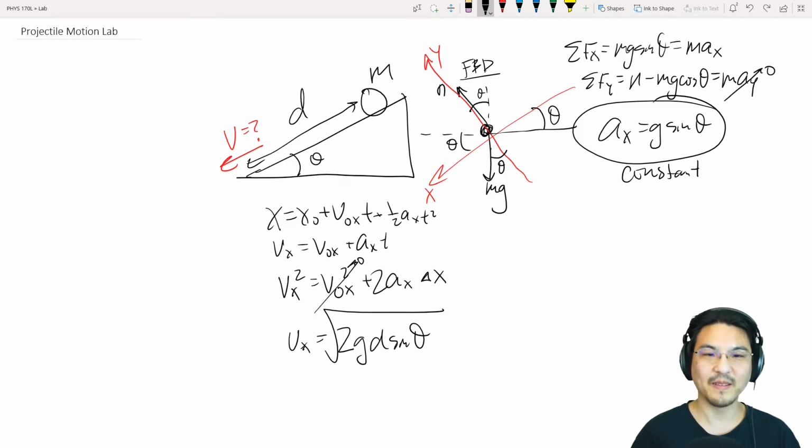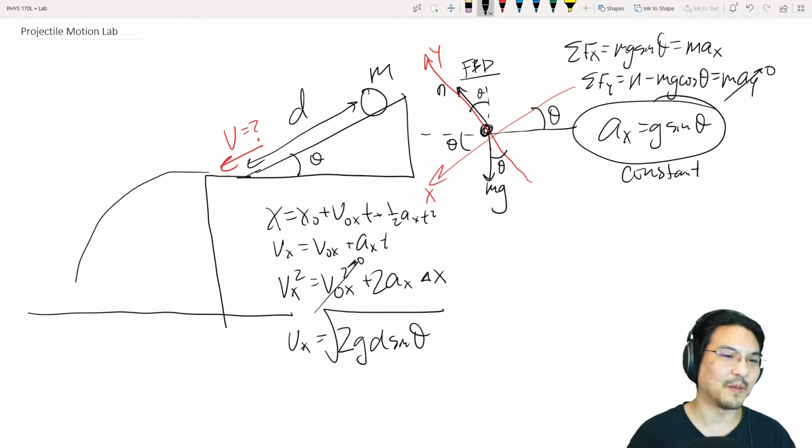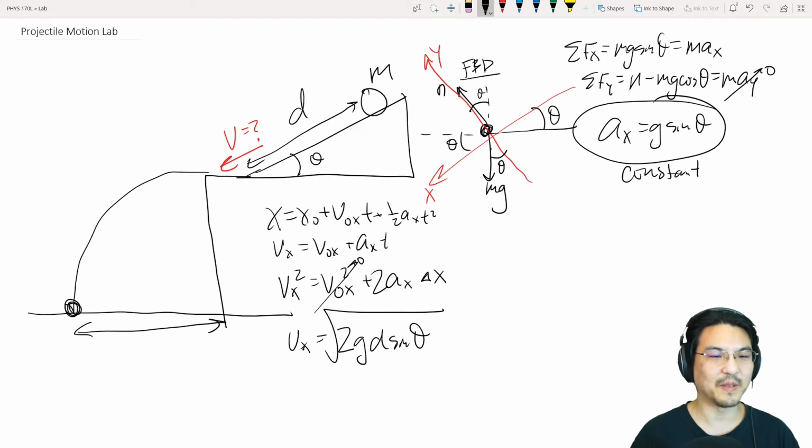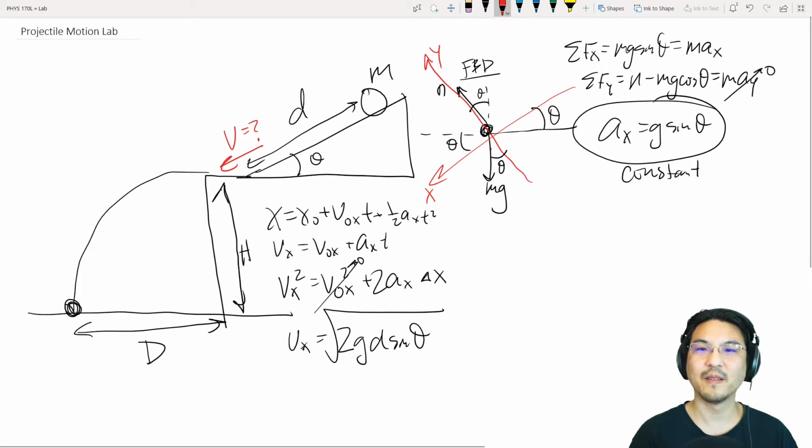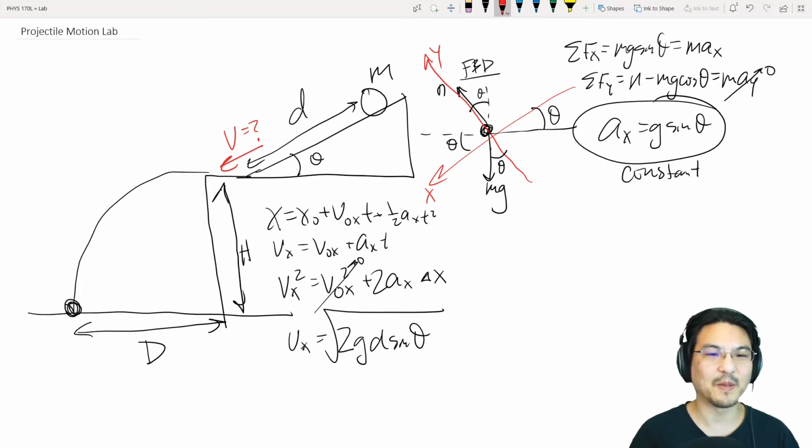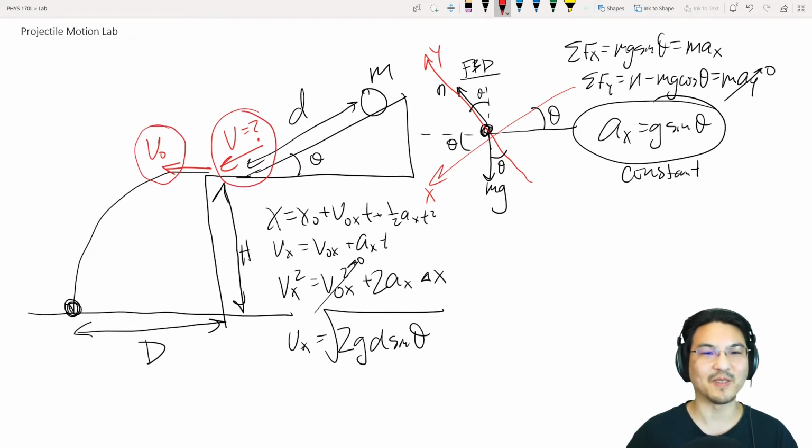Okay, then this is on a table, and then your object kind of goes flying off the table and lands on the ground over here. Let's call this some distance, capital D, and I'll call this height h. And let's make an assumption that as your object goes from the ramp to the table, this becomes horizontal. The initial velocity as it launches off the table, let's assume that the magnitude of this is the same as the magnitude of this as it makes that transition.